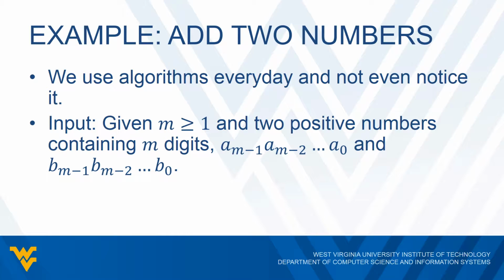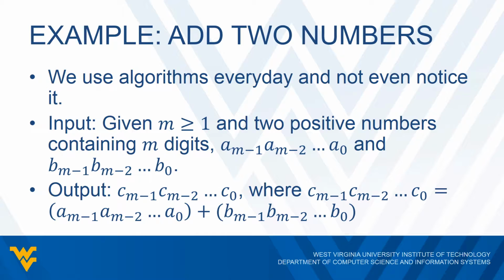For our input, we are given some value m, and we're going to assume that it's greater than or equal to 1. And we're given two positive numbers that contain m digits. We're going to denote this as some number a, which consists of digits a_(m-1), a_(m-2), all the way to a_0, and some number b, which is broken up into digits b_(m-1), b_(m-2), all the way down to b_0. Our output is going to be some number c that also has m digits: c_(m-1), c_(m-2), all the way to c_0, where c is going to be the result of a plus b, where we're just adding the respective digits.